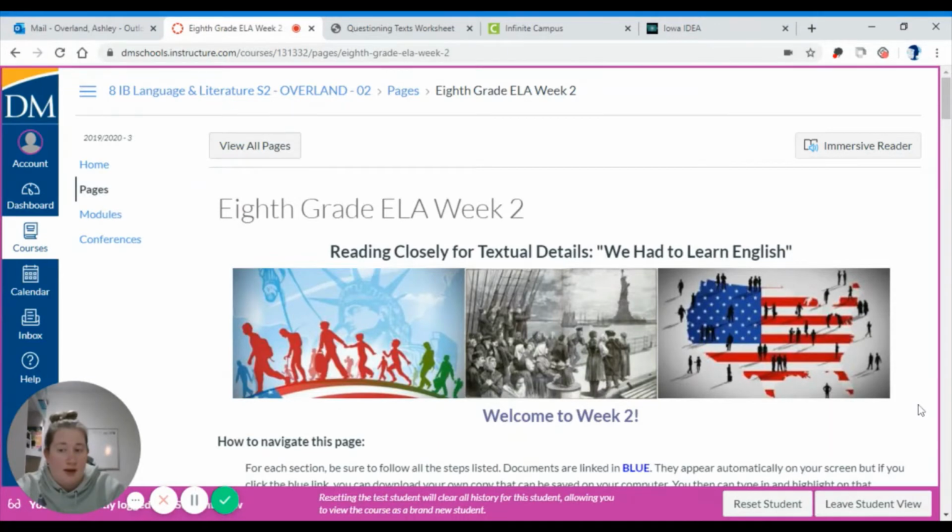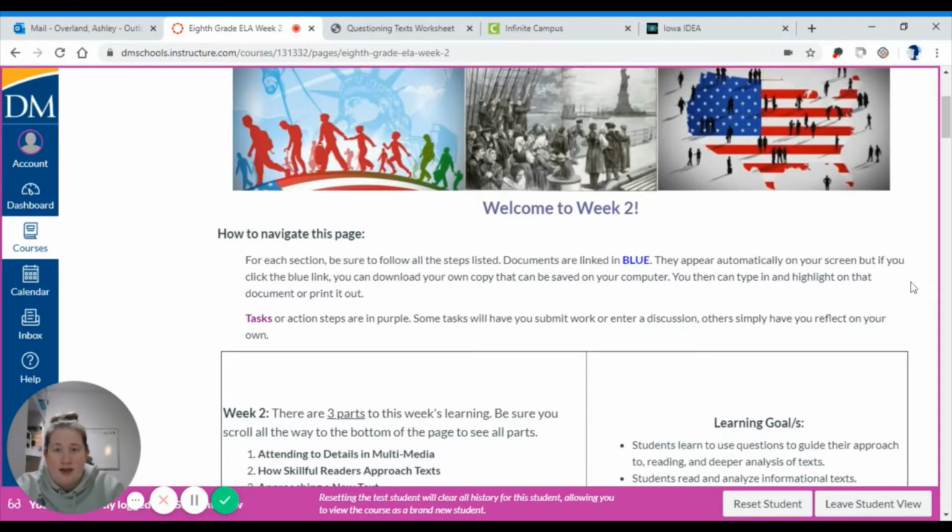Now, I put my screen in student mode, that way you can see what your page is going to look like, but typically mine doesn't look like this. So this week is called Reading Closely for Textual Details. We had to learn English. So remember that anything in blue is a link, anything in purple is a task.